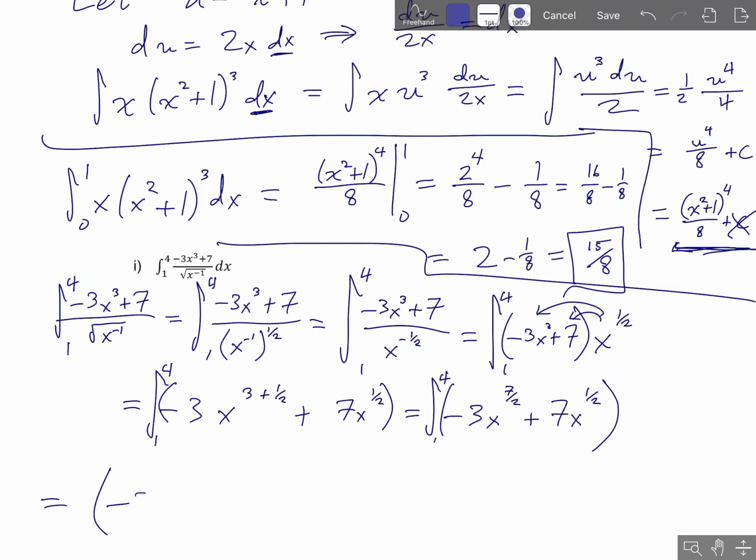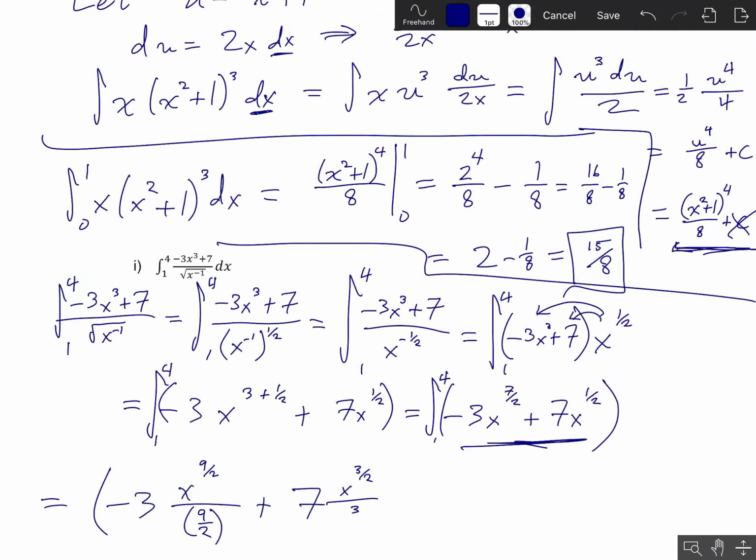For that, we'll compute the antiderivative. So I want the antiderivative of this thing. The negative 3 is along for the ride. I should add 1 to the exponent. So 7/2 plus 1, which is 7/2 plus 2/2, would give us 9/2 as the new power. And then we should divide by the new power. And similarly for the second one, the factor of 7 is along for the ride. We should add 1 to the power and then divide by the new power. And then this should be evaluated from 1 to 4.